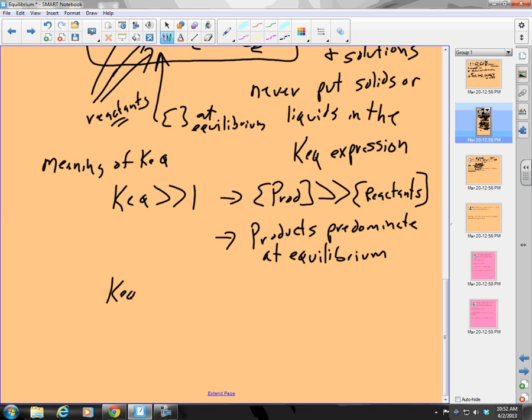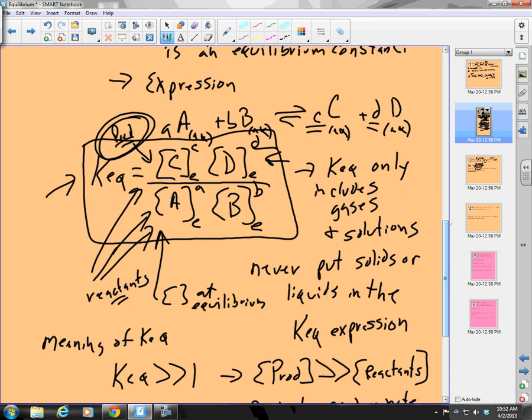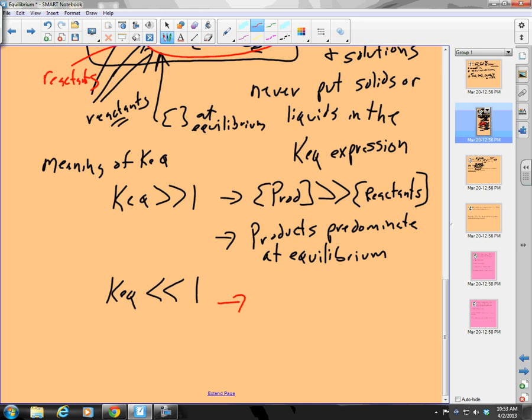What if my KEQ is much, much less than 1? Well, let's go back up here. Let's change colors too. Let's assume this is much less than 1. How does that become so much smaller? Well, that means my denominator is much bigger than the numerator. What is my denominator? My denominator is the reactants. So that means that my concentration of reactants is much, much greater than the concentration of products.